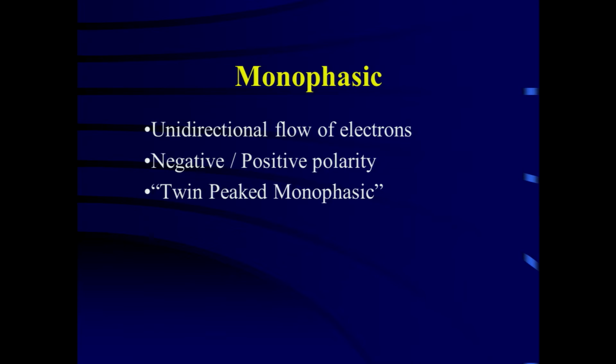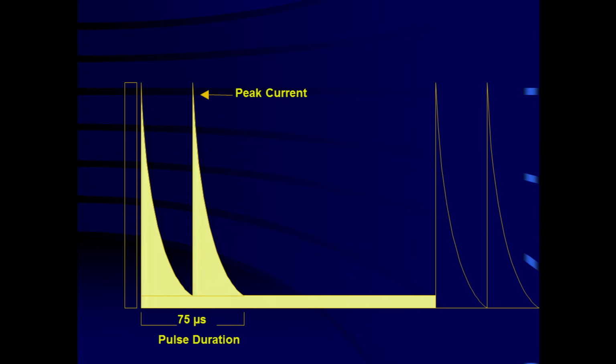Monophasic, you can use either negative or positive, it is unidirectional. And twin peaked monophasic, no, we will skip monophasic because I know only biphasic. So typically they say 75 microsecond as the pulse duration.